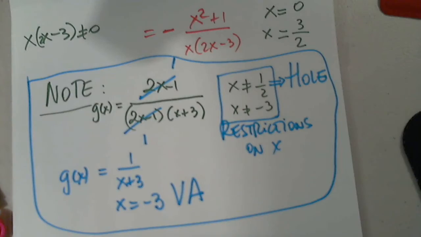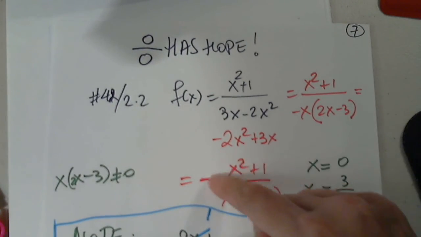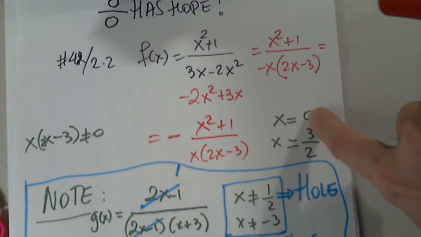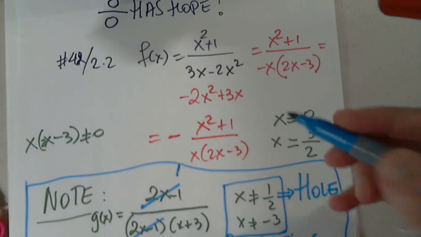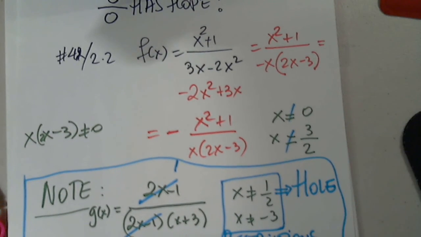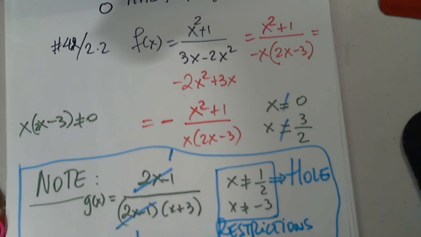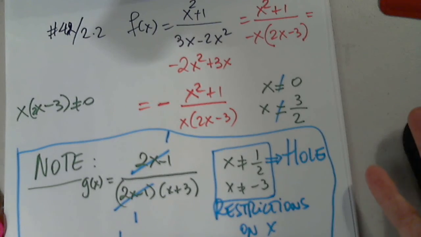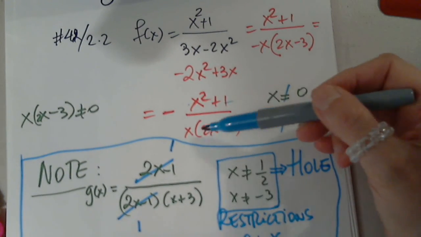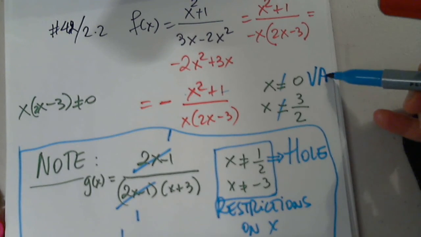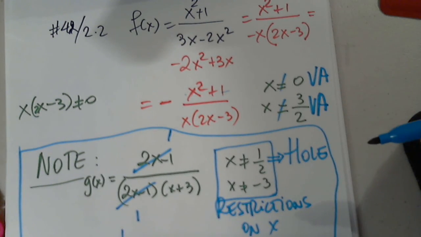If the factor disappears. So for example, here if I had an x in front, I would have simplified x with x after stating the restriction, of course, that x cannot be 0 and x cannot be 3/2. And x equals 0 would have been a hole in the graph, but only x equals 3/2 would have been a vertical asymptote. But there is no factor of x, there is no factor of 2x minus 3. Both of them are vertical asymptotes.